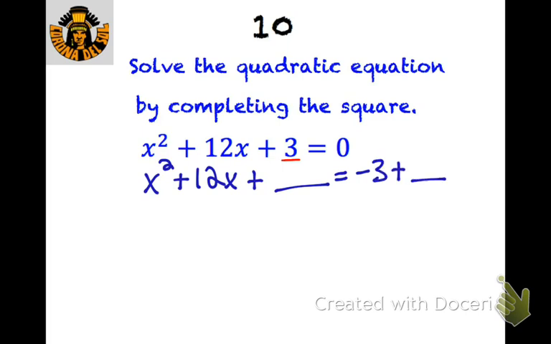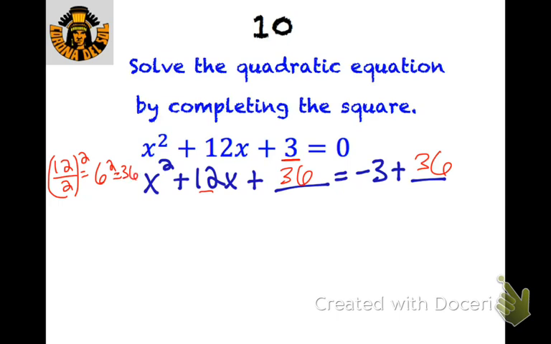Now this is where we add that magic number. So we look at the number 12, and we take half of that and we square it. So half of 12 squared is 6 squared, so that's 36. So 36 is the magic number that we want to add to both sides. So a little bit of work off to the side. That's 12 divided by 2. That's how you find half of something. And then you square it. So half of it and squared. So that's 6 squared, which is 36.